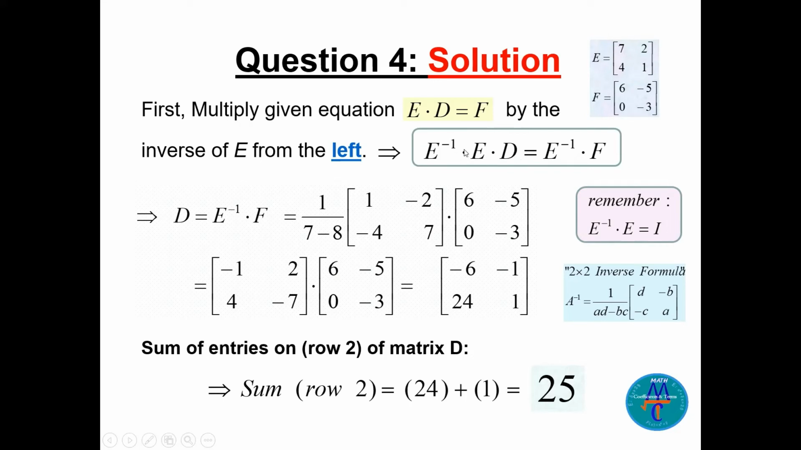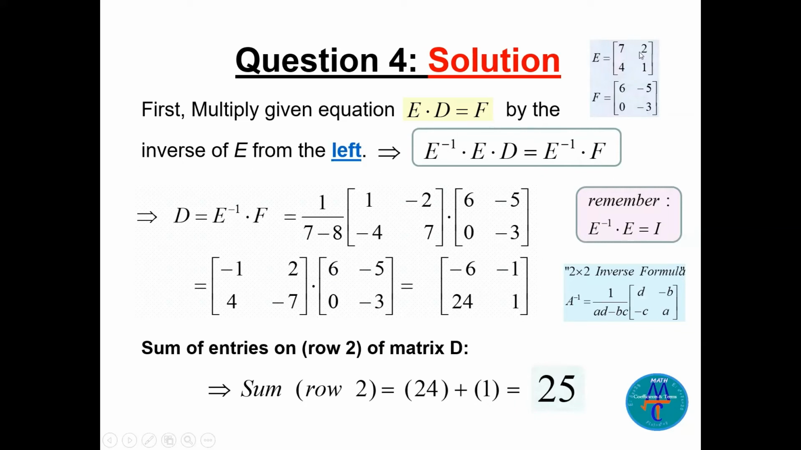Now we know E inverse times E is the I, the identity. And the identity times D is D. So now D on the left here equals E inverse times F. It should be in this sequence, in this order. E inverse times F. We cannot write F times E inverse. That will be wrong. So E inverse, F is there. You see, F is there. 6, minus 5, 0, 3. So this is F. Now I have to find the inverse of the E.